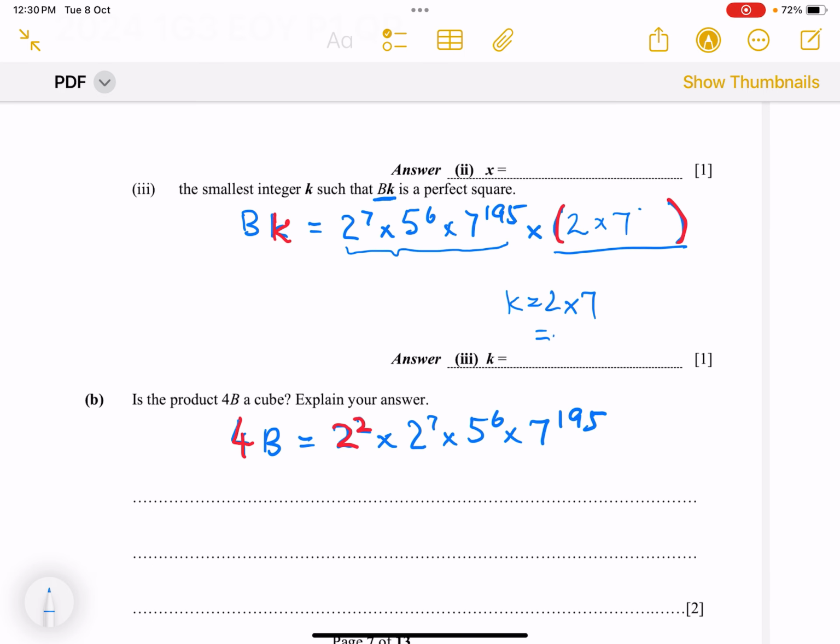Now here we have 4b. Is 4b a cube? Now 4 is actually 2 squared, so this is actually 2 to the power 9. So now all the powers are multiples of 3, so therefore 4b is a cube.